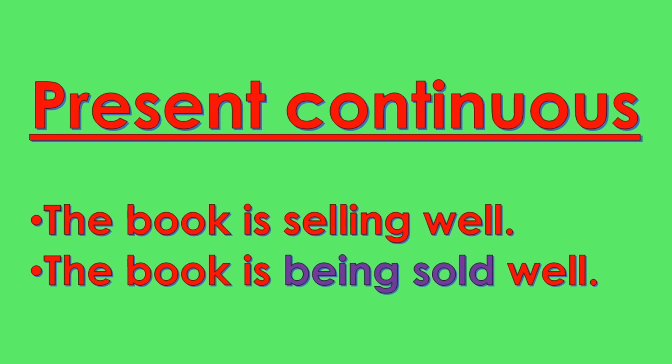Now in the question we can see the book is selling well. So up to the portion the book is will be taken to passive without any change. And thereafter the ing form of the verb which is given in the question, that is selling, will be replaced with being followed by the third form of the verb, that is sold. So selling will become being sold, and the remaining part of the sentence will be unaltered.